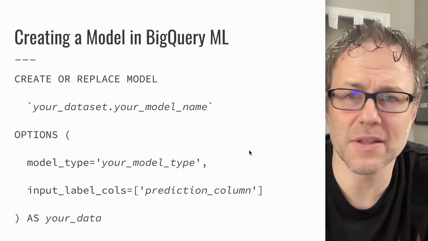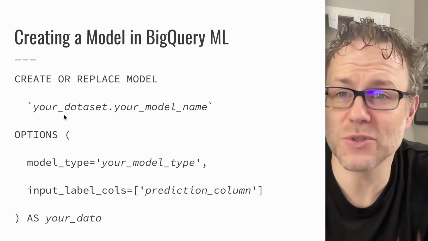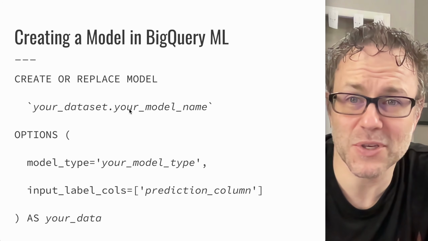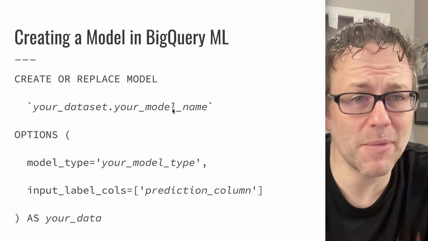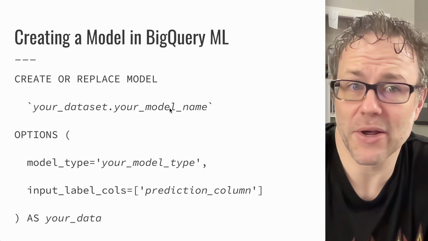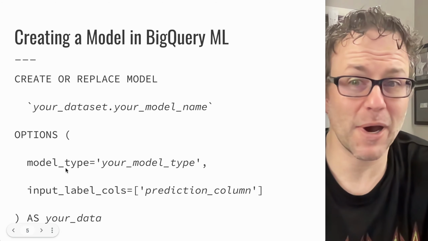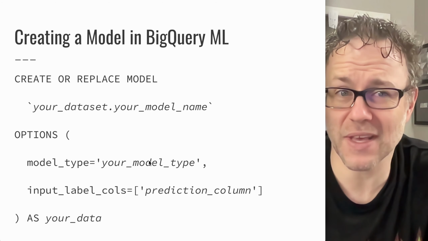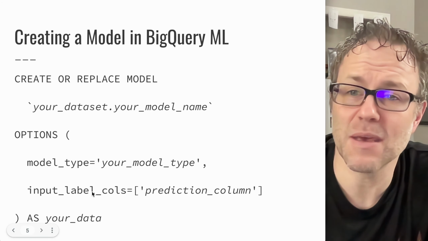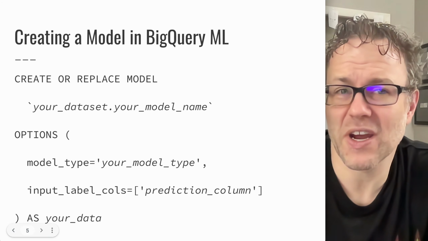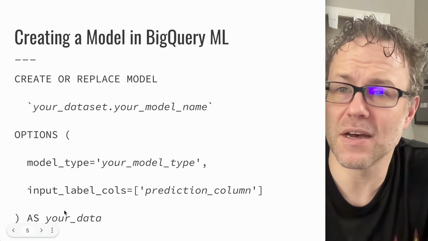So the query is really simple. Create or replace model. You use your data set and then your model name. So you can make this up for the first time. Your data set you have to create, but you want to have a model name in mind. It can just be my model or something simple like that. The two options that you have to have are a model type, and there's a list of those, so that will be linked in the description for the slides as well. And then the input label columns, which is what you're trying to predict. So that's going to be sort of your output here. And then you use your data.